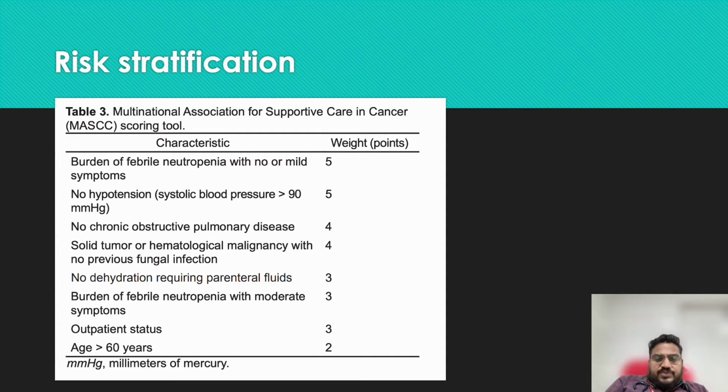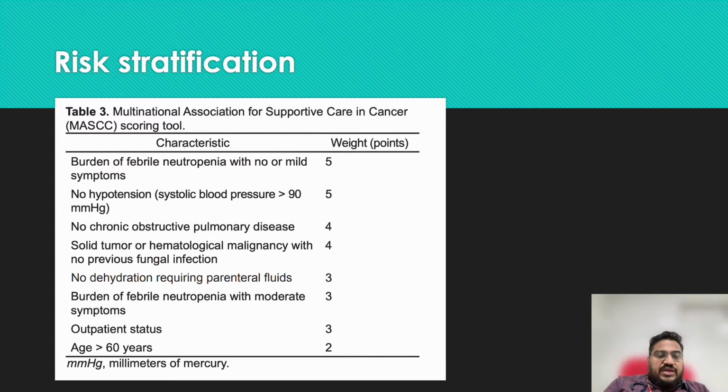So the common factors that they consider: burden of febrile neutropenia with no or mild symptoms, you give a weightage of 5 points; no hypotension, again 5 points; no COPD history, we give 4 points. Solid tumor or hematological malignancy with no previous fungal infection, again a score of 4. No dehydration requiring parenteral fluids, we give a score of 3. Burden of febrile neutropenia with moderate symptoms, a score of 3, and outpatient status again 3, age less than 62. So this is the weightage. If it is above 21, the risk is low. So that is one criteria that we can use.